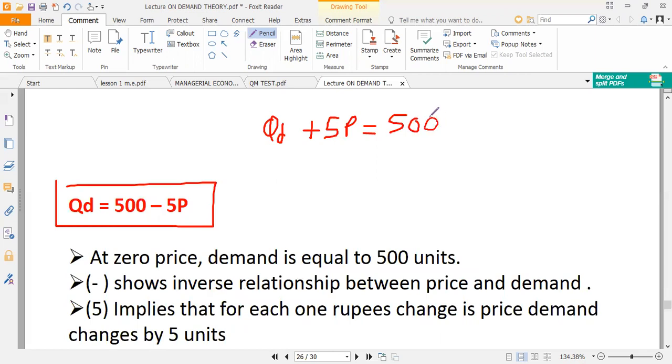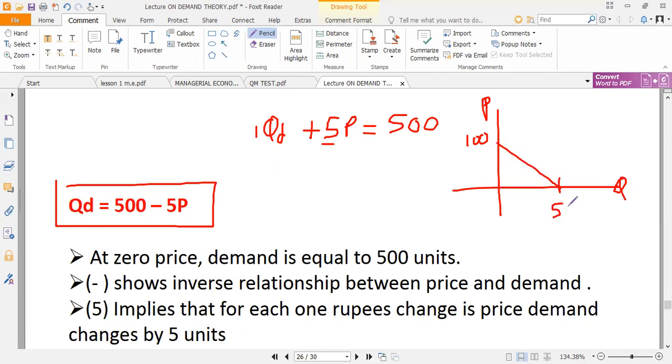So to plot this one here, where are we going to cut on the P-axis and where are we going to cut on the Q-axis? The number on the P is 5. 5 into 500 is 100. What number is on the Q? It is a 1. 1 into 500, 500. So this is how we plot our demand function.